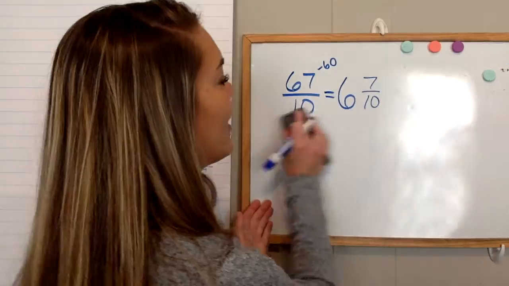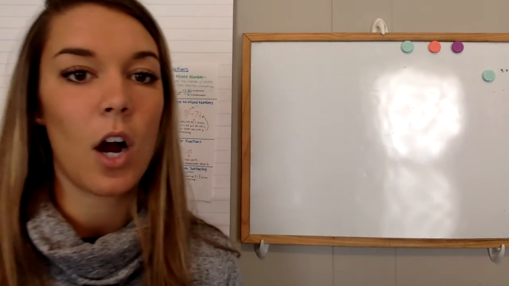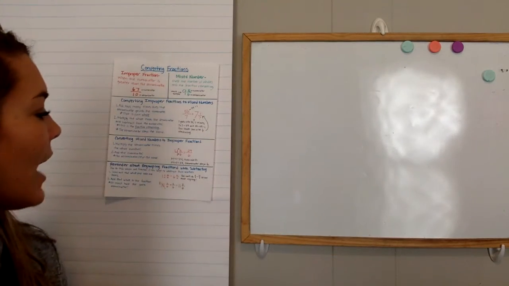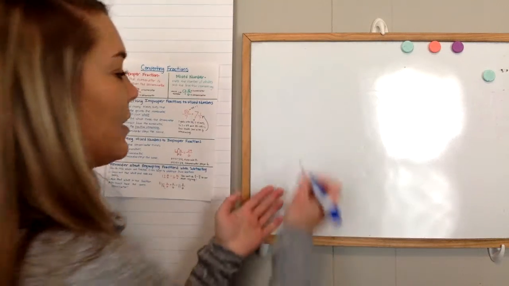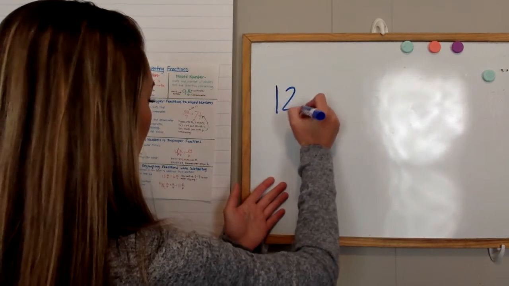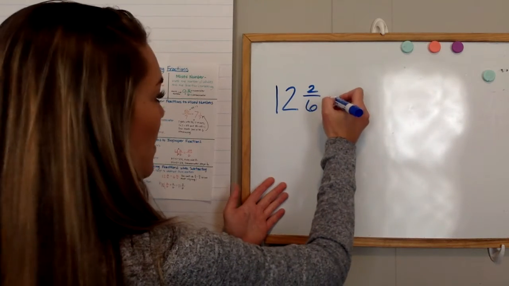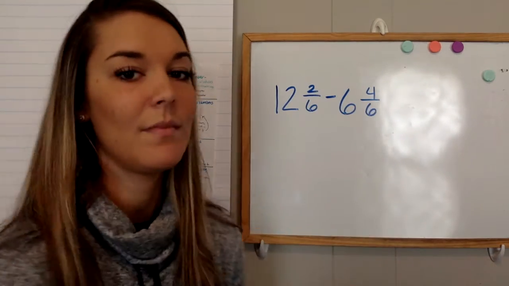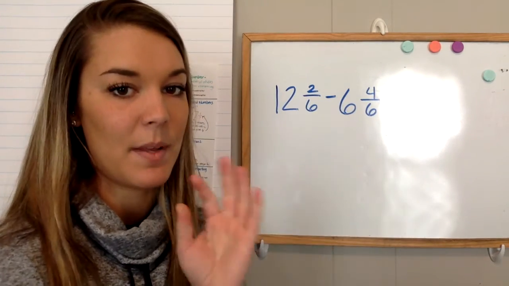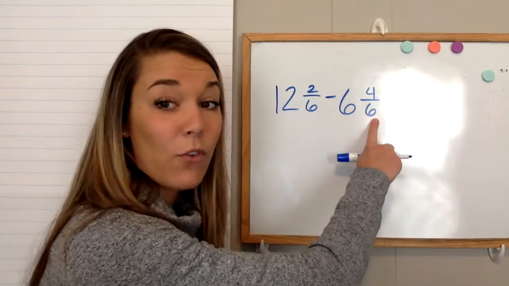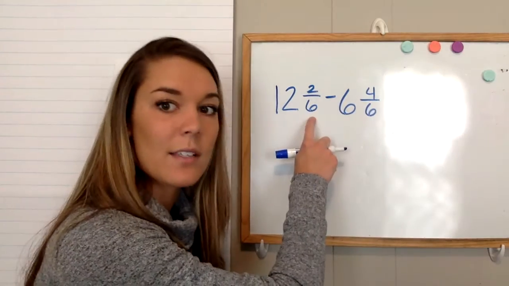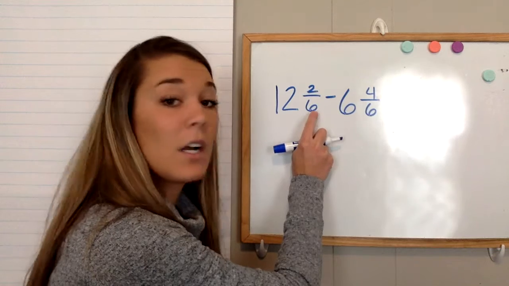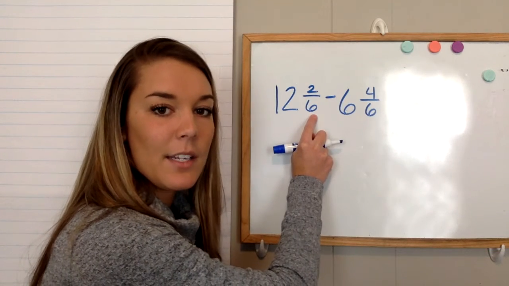The last thing I know kids are kind of still having a hard time with is when you need to regroup fractions, okay? Sometimes you need to regroup fractions when you're subtracting them. For example, if you have 12 and 2/6 minus 6 and 4/6, I need to regroup this fraction because I cannot take 4/6 away from 2/6, right? This is bigger. So when I'm subtracting, I always need the bigger number to be first. That's why I need to regroup.